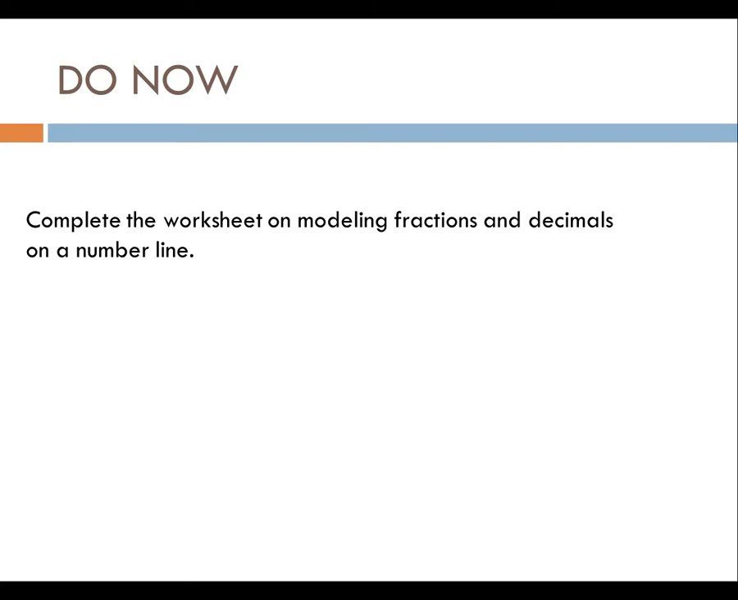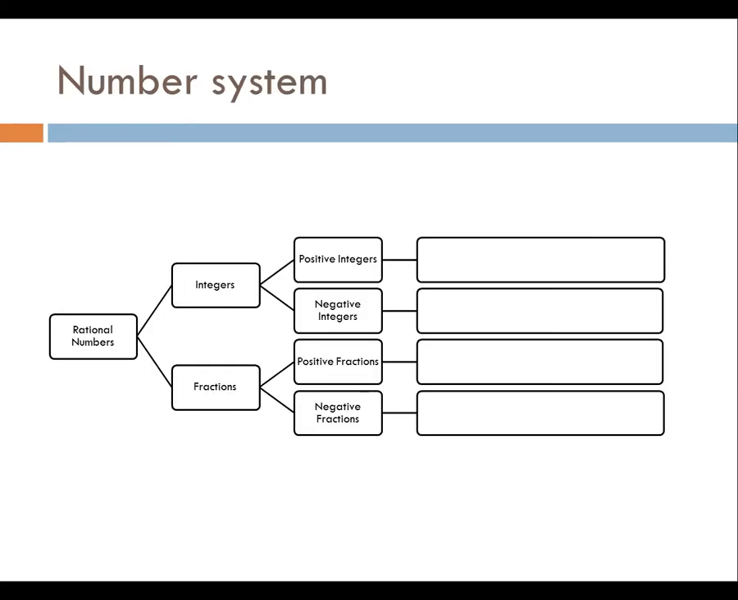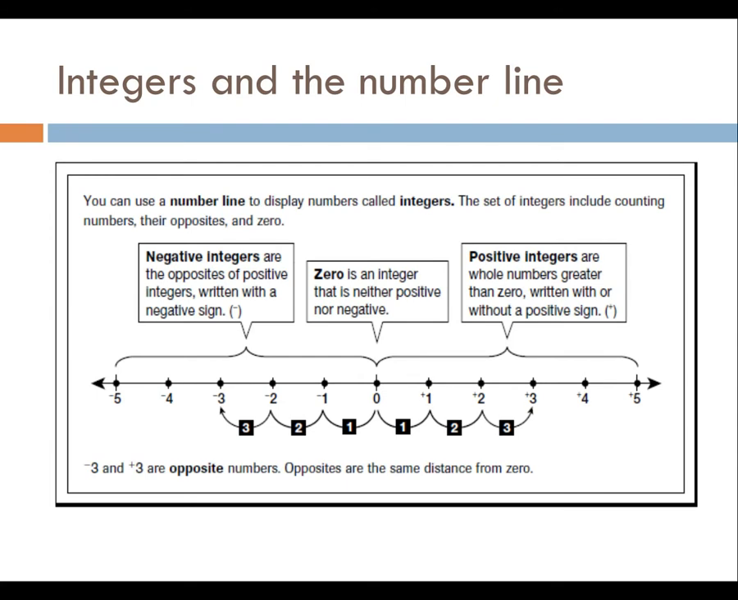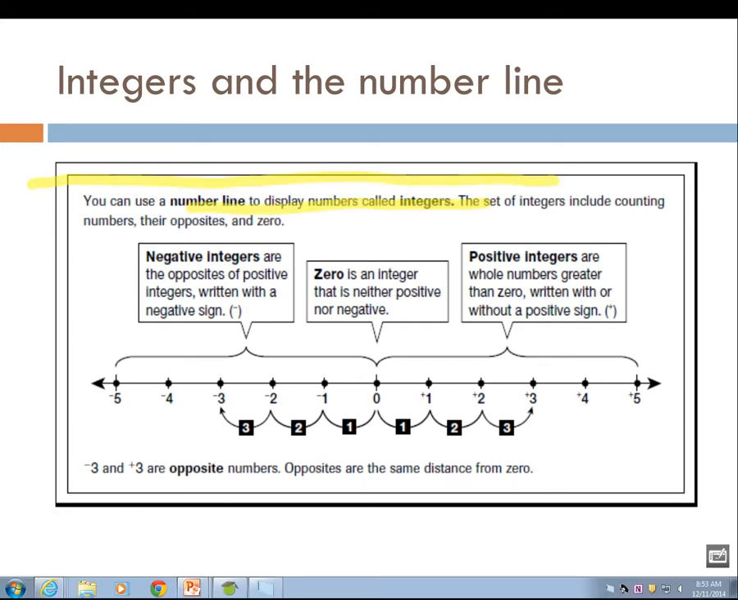So you have a worksheet there that talks about the number system. We're essentially going to be working through this information where it says rational numbers are integers and fractions: positive integers, negative integers, positive fractions, and negative fractions. And it's going to be the information that goes right here. So on that spot, in that opening thing where it says positive integers, I want you to write what it says here.